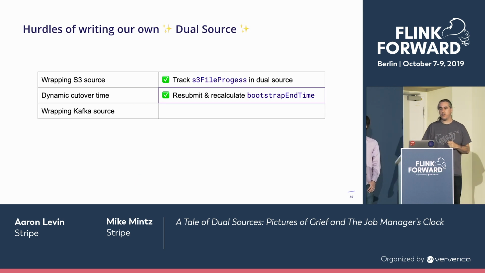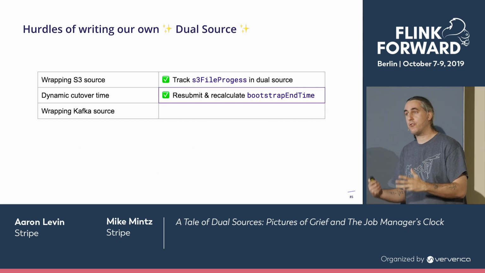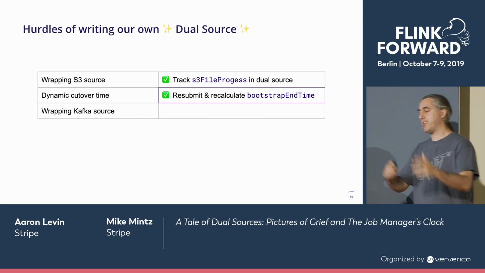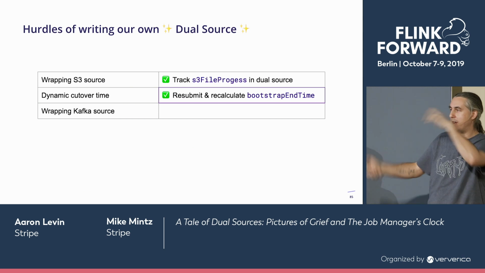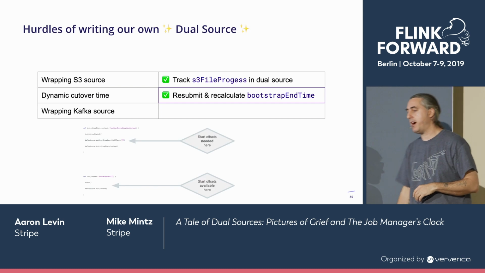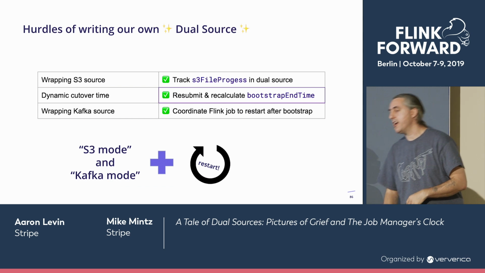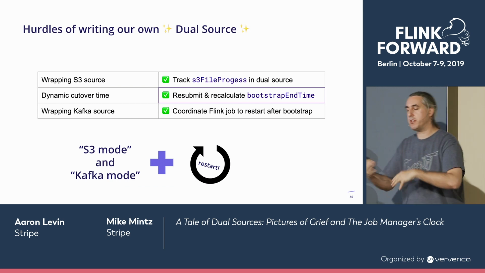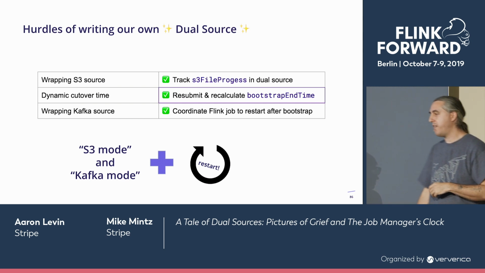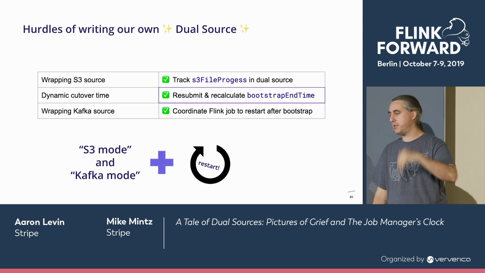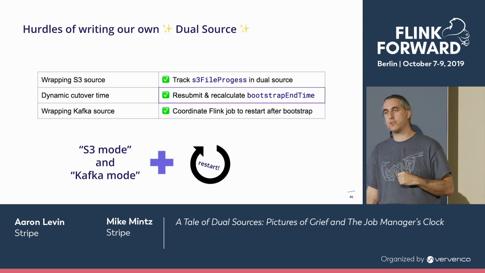The last hurdle we encountered had to do with wrapping the Kafka source. When we initialize the Kafka source, we need the offsets, but we can't get the offsets until the S3 part is done, but you don't initialize before the S3 part is done, so everything didn't work. And we solved this by introducing an S3 mode and Kafka mode and using Flink's restart policy to coordinate between the subtasks and ensure that they atomically switch between S3 and Kafka. And finally, we're able to have a source that can read from S3 seamlessly, cut over to Kafka, and read from Kafka using the built-in source.